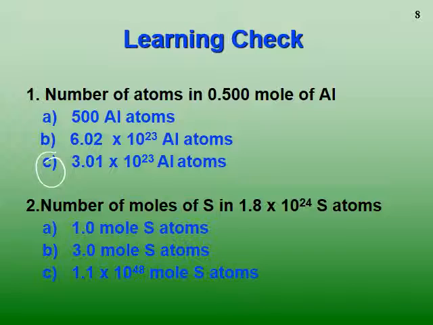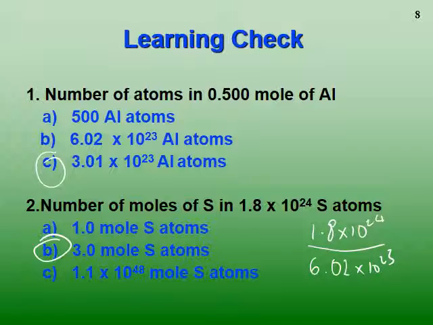Question number 2, the number of moles of sulfur in 1.8 times 10 to the 24 sulfur atoms. Well, we know that 1 mole is 6.02 times 10 to the 23. So all you have to do is simply divide the number of atoms that you have by how many are in 1 mole. And you should get the answer of 3 moles of sulfur atoms. It makes sense because C is far too large, and we know that 1 mole is 6.02 times 10 to the 23. So it's going to be B, 3 moles.